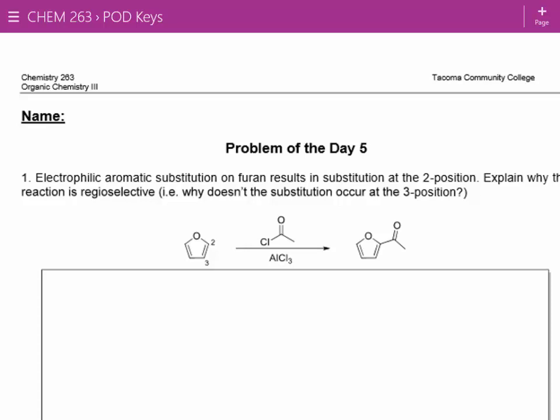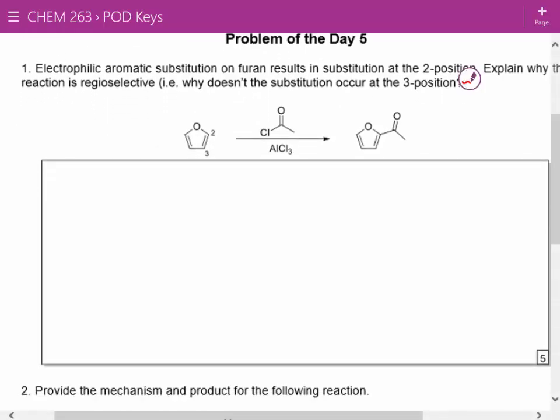All right, so the problem of the day, we had electrophilic aromatic substitution, and then the second problem had to do with nucleophilic addition to a ketone. All right, so let's get started with problem number 1, which is our electrophilic aromatic substitution.